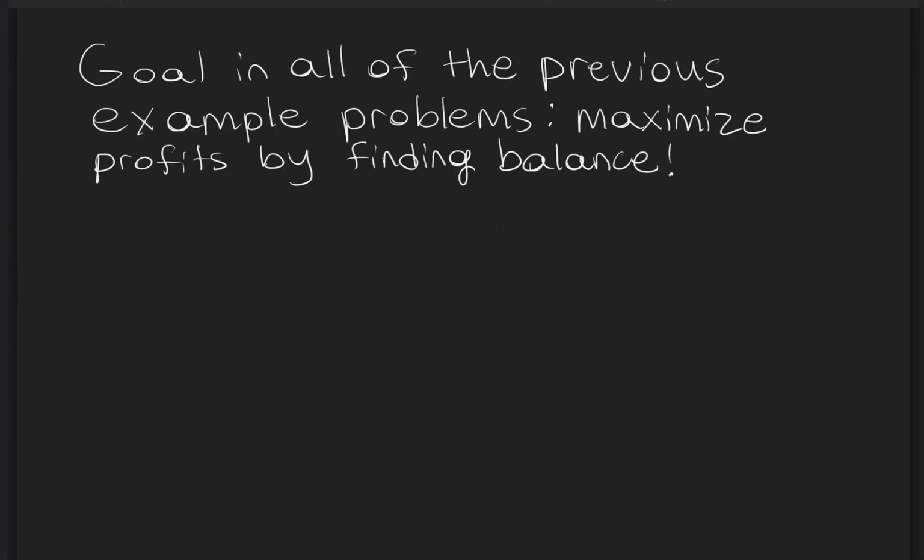One thing I want to bring to your attention is that in all of the previous example problems, we're either trying to maximize profits or minimize costs by finding a balance between two variables. This is critical to a nonlinear programming model, and it usually isn't just two variables because that's pretty simple. Usually operations research analysis finds balances between multiple variables. And yeah, I just wanted to bring that to your attention.